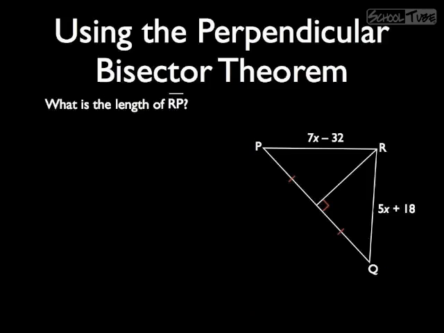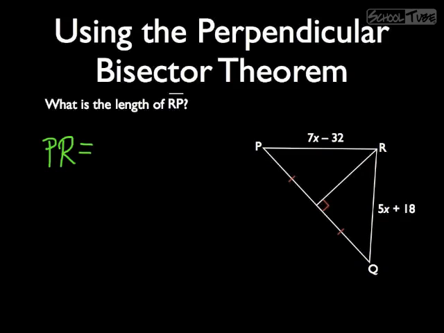So how does this help us, you ask? Well, let's take a look at this problem. What is the length of segment PR, or RP? Well, looking at our figure here, point R is on the perpendicular bisector of segment PQ. Since point R is on the perpendicular bisector, it is equidistant from our two endpoints of P and Q. That means that the distance from P to R is equal to the distance from Q to R.